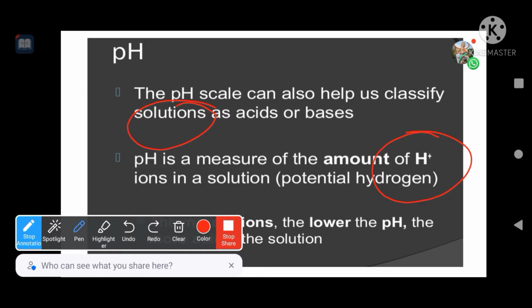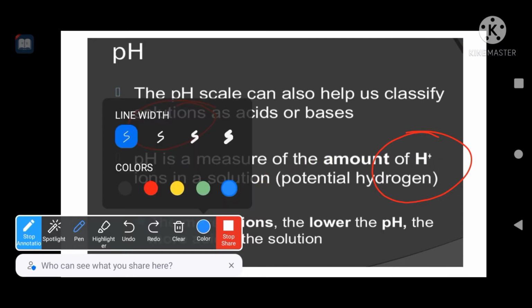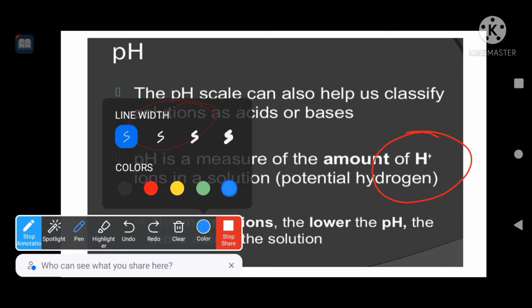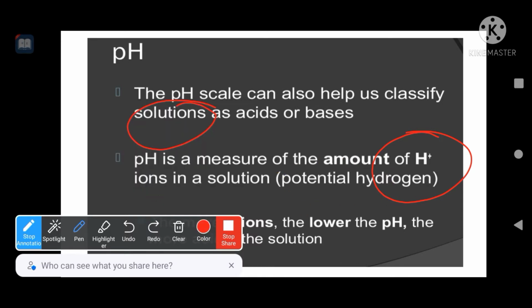Here we can take the help of this indicator to measure the potential of hydrogen in that solution. How much potential is in that solution? Which ions? The hydrogen ions' potential is counted or measured by the pH scale.